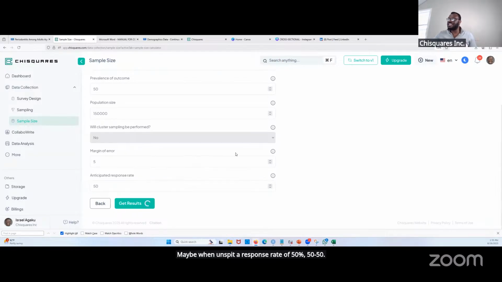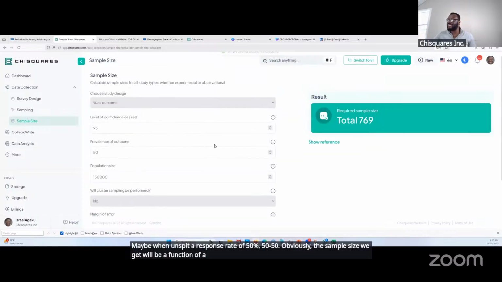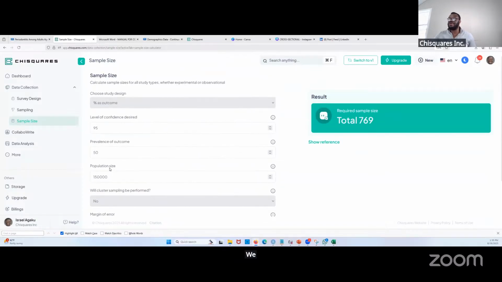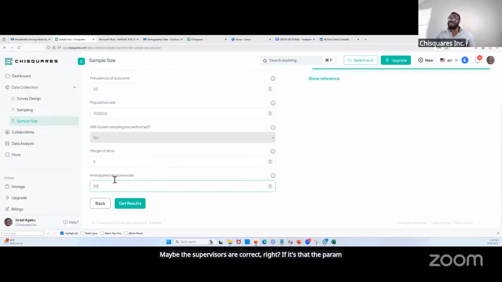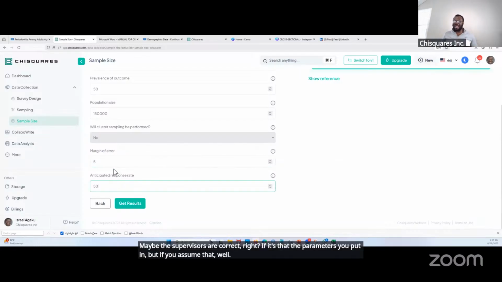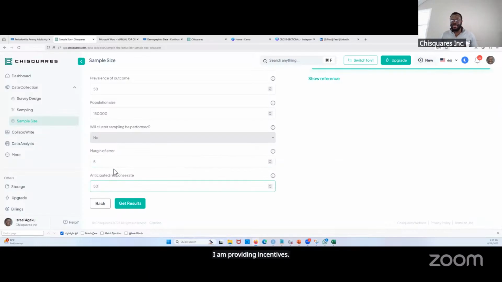Obviously, the sample size we get will be a function of the parameters that we put in here, right? So without knowing what you put in, maybe the supervisors are correct, if these are the parameters you put in. But if you assume that, well, I am providing incentives, right? Sample size is not a magic number. It is a very educated guess based on what we think might happen. Things hardly go the way we think they will happen. The world was not designed for our wishes.